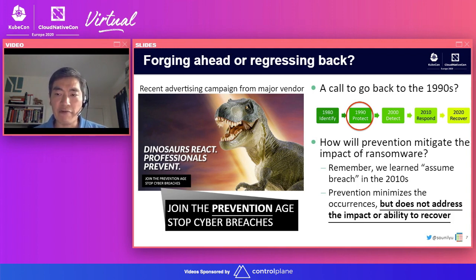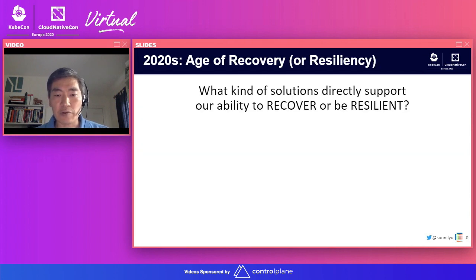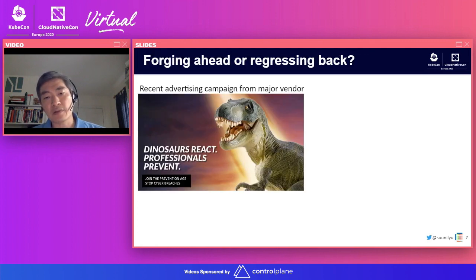So if we're going to fully embrace this assume breach mentality that we adopted in the 2010s, then we've got to look for those solutions that, again, truly help us recover. And if the solutions of the past are not fit for problems of the future, then what should we be looking for? Well, as I looked for recover-oriented solutions, I ended up with an assortment.